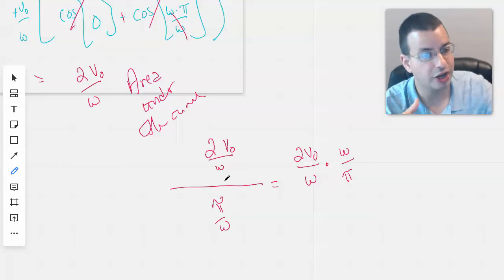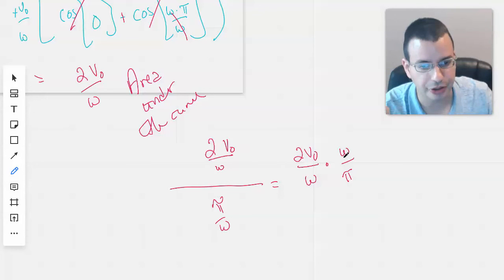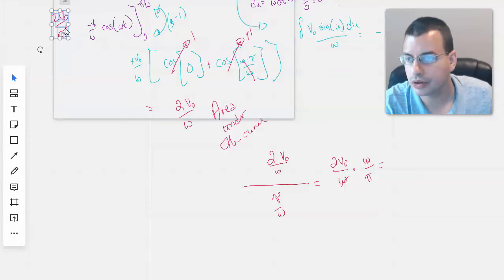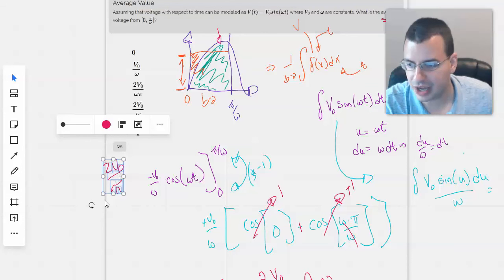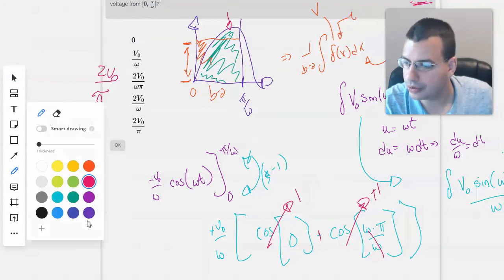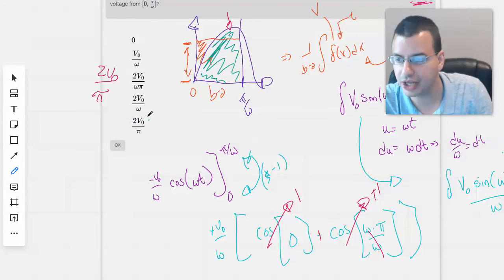Okay, when you divide by fractions, you multiply by their reciprocals. Cancel, cancel. 2 V naught over pi is the answer. And that will be our average value. Green, 2 V naught over pi.